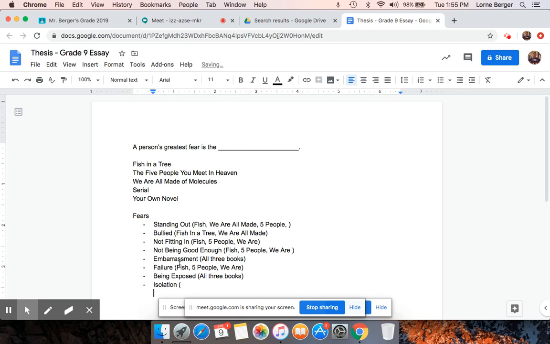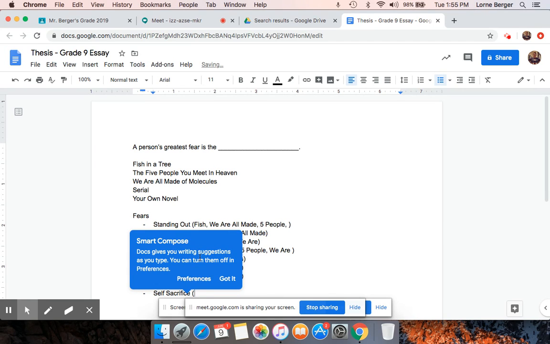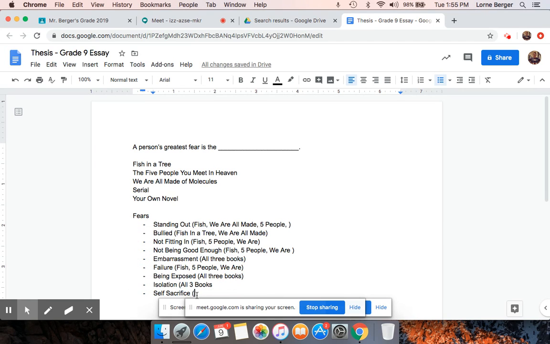Self-sacrifice. Okay, so I'm going to just put these down because these are all really good. You guys are on a great start already because you've been able to identify self-sacrifice. Got it. Thank you. The fear. So like being able to put yourself second, almost, right? What about, do any of these books have the fear of being helped or asking for help? Is that something that we see in the books?